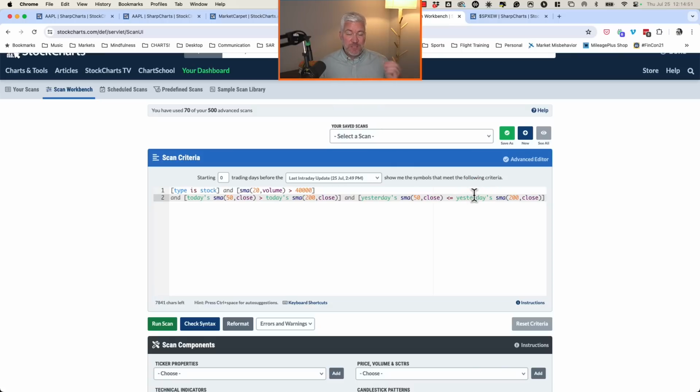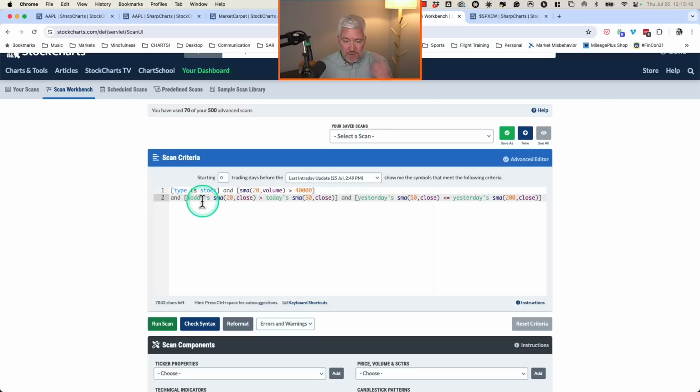And don't look now. You've actually asked the scanning engine, look for something that was below yesterday and above today. So you were asking it to look for upside crosses. So I would say this is the way to do it. Just change these to 20 and 50, and you've got your scan pretty much exactly as you did it, and change it there as well. You can customize these settings.